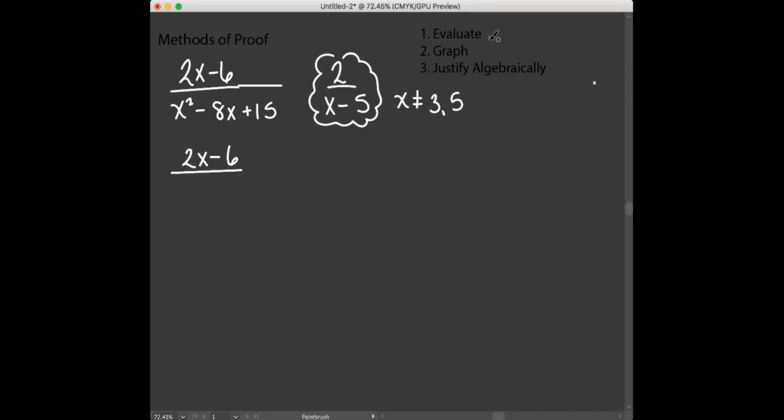So the first problem with evaluate is sometimes there might be some x values that you plug in that won't work, even though the one that you did pick happened to work that time. The problem with graphing is every once in a while, the graph might match in the part that you see, but it's not necessarily going to match all the time. Justifying algebraically is following the rules of mathematics, the laws of algebra, so it's always going to prove that it works all the time.